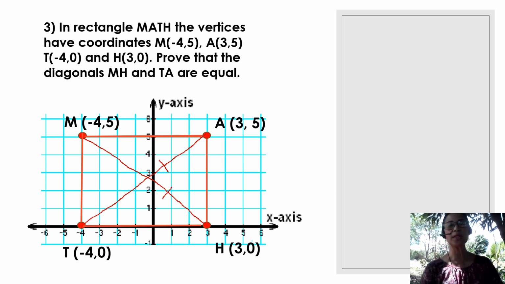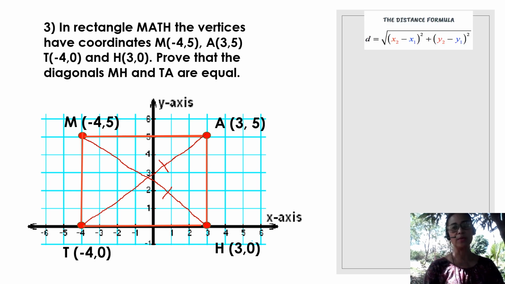Now to prove this, the plan is to use the distance formula, although this can also be solved by the Pythagorean theorem, but in this case, I'm going to show you how to solve this using the distance formula. So simply, we are going to solve the length of MH, take note of that, and then solve for the length of TA. And if we are able to prove that their lengths are equal, that is already a proof that MH and TA are equal. So the formula for distance is the square root of (x sub 2 minus x sub 1) squared plus (y sub 2 minus y sub 1) squared.